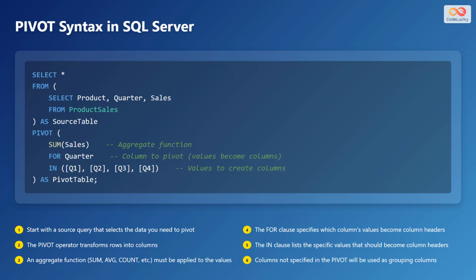Let's discuss the pivot syntax in SQL Server. The basic structure involves selecting from a source table and then using the pivot operator to transform the data. An aggregate function such as sum is applied to the values. The for clause specifies which columns' values become the new column headers. The in clause lists the specific values to be used as the new column headers. Columns not specified in the pivot operation will be used as grouping columns.